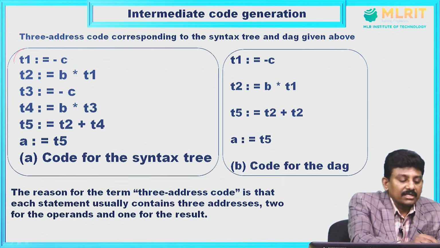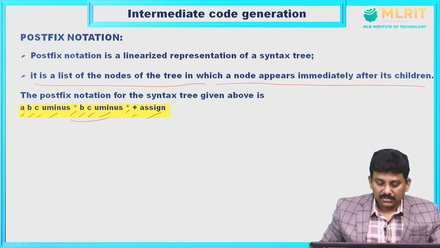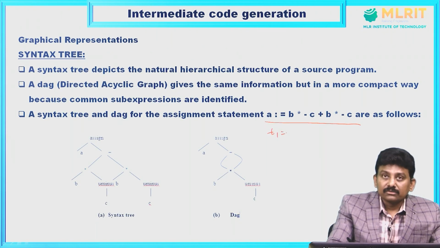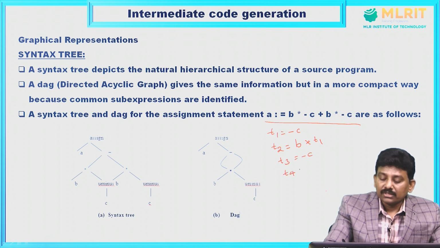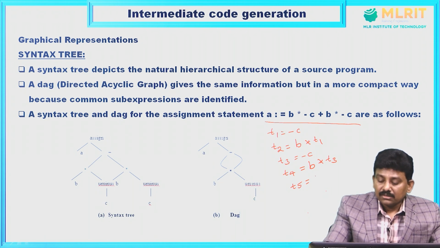Here, we are taking a temporary variable T1 is equal to minus C. Then T2 is equal to B star T1, and T3 is equal to minus C, and T4 is equal to B star T3, and T5 is equal to T2 plus T4. T2 representing B star T1, that is B star minus C.